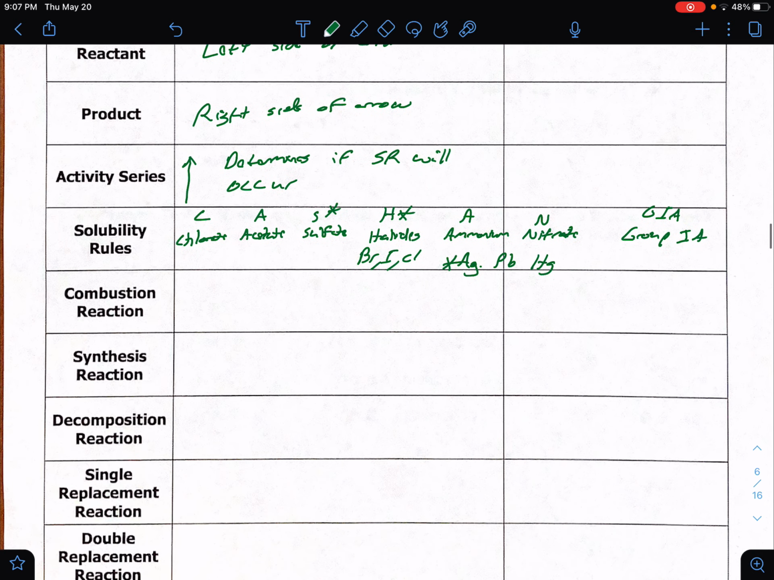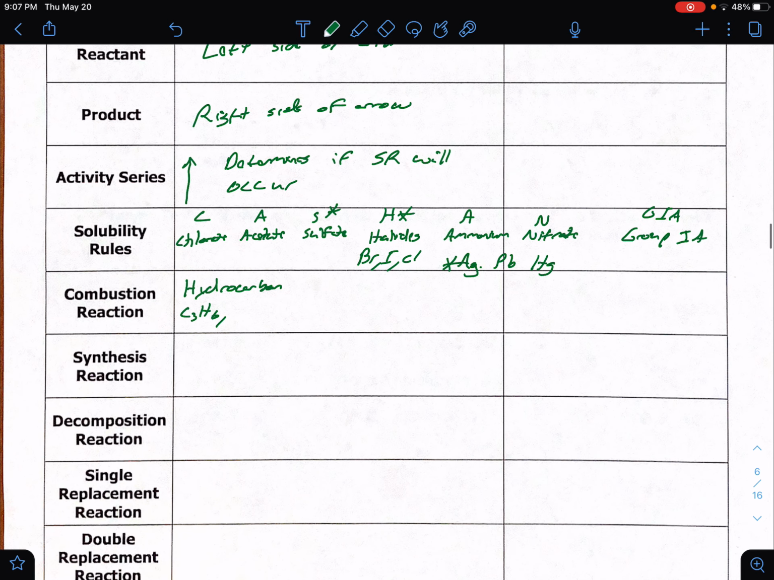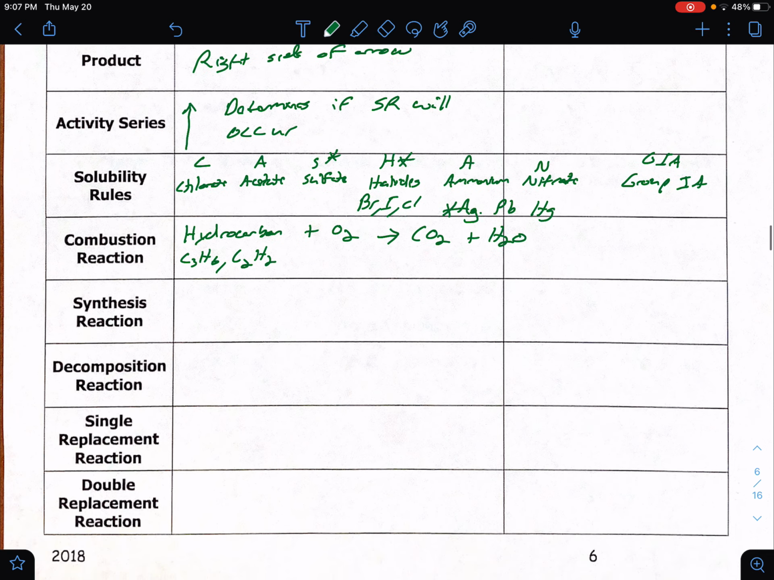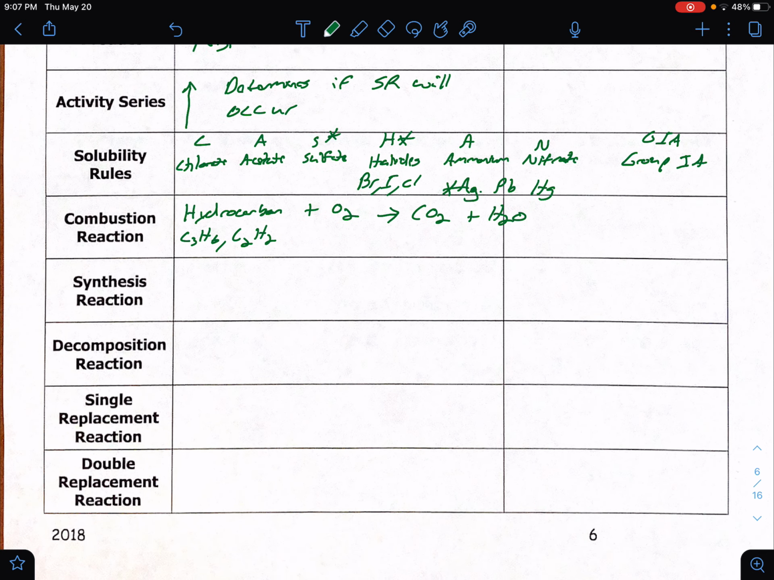Okay, combustion reaction. This is basically when you have a hydrocarbon, something like C3H6 or C2H2. It's going to react with oxygen gas, and you're going to get the same products every time: CO2 and H2O. That is a combustion reaction. Synthesis reaction is when you have two reactants make one product.